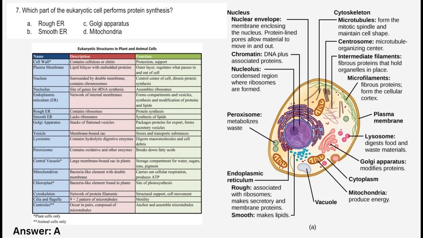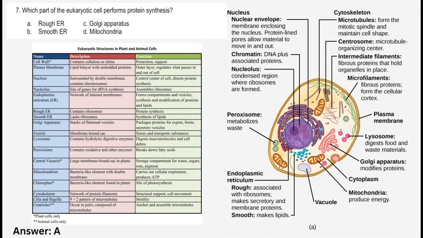Okay? Why not letter B? Smooth ER makes lipids and detoxifies. Okay? There are no ribosomes in its surface. Why not letter C? Golgi apparatus modifies and packages proteins and doesn't make them. Okay, they help in packaging the proteins, but not in the synthesis of proteins. Why not D?